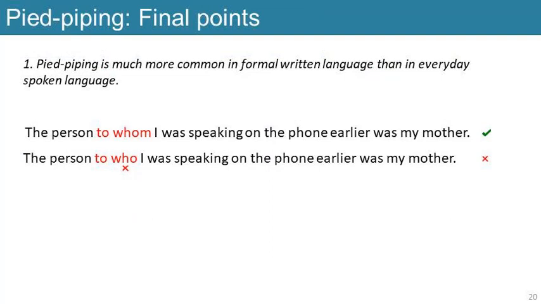Firstly, pied piping is much more common in formal written language than in everyday spoken language. Moreover, it is usually in pied piping that you will still encounter the relative pronoun whom. For example, the person to whom I was speaking on the phone earlier was my mother. The pied piped version with who is ungrammatical and should be avoided.